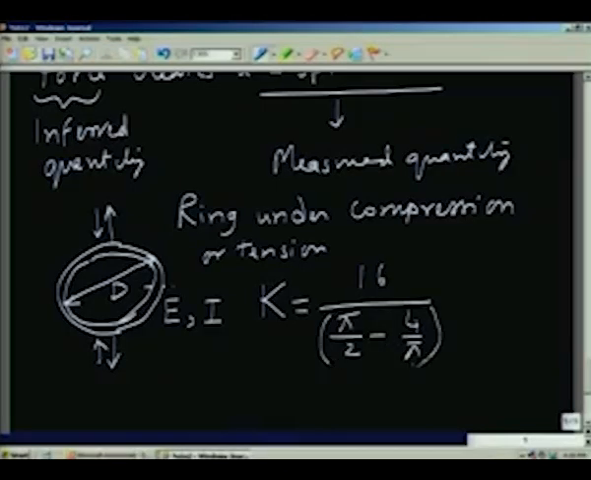Therefore, the formula which we are going to have is similar to what we had earlier. The K value for this particular case works out to 16 divided by (pi by 2 minus 4 by pi), multiplied by EI by d cube.